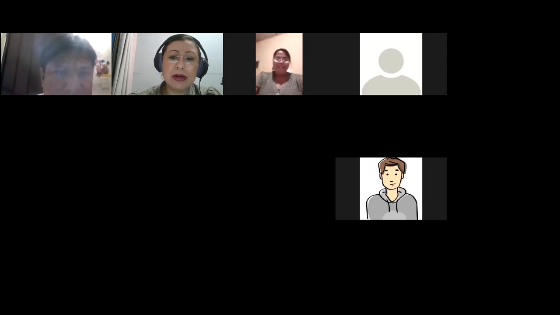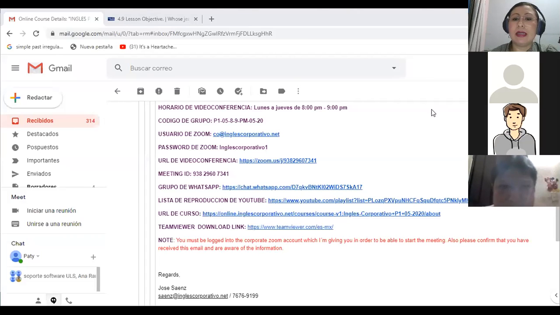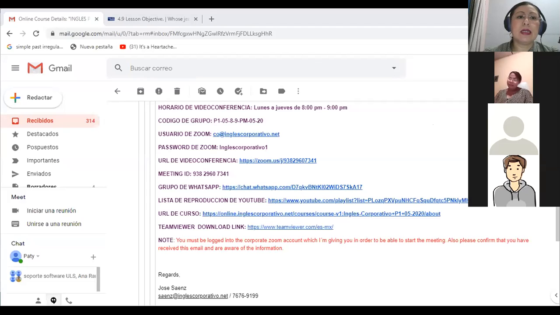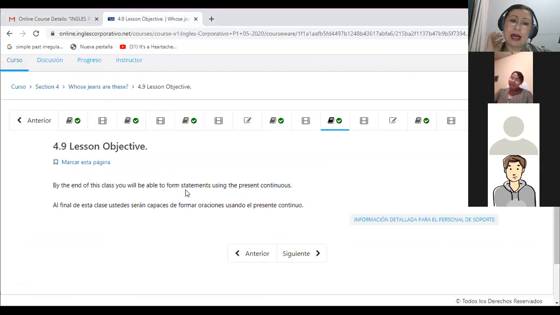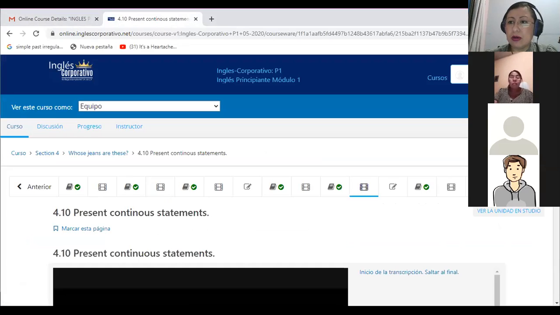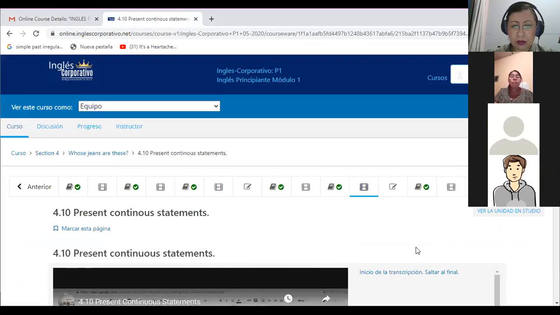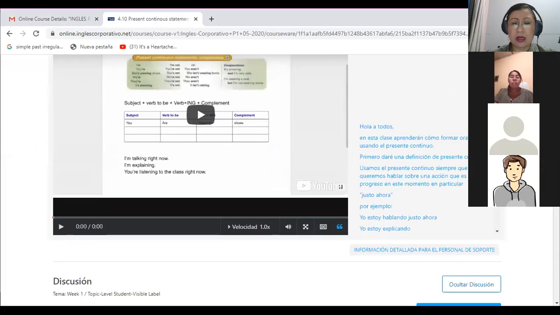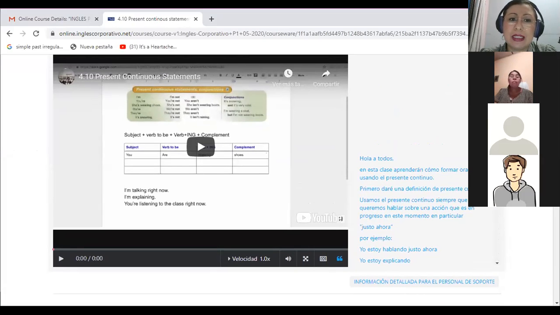So, today we are going to continue with the platform and I'm going to share with you my screen just to show you where in the platform we are now. So for today, we are going to conclude the 4.9 lesson objective that says, by the end of this class, you will be able to form statements using the present continuous. Al final de esta clase, usted va a poder trabajar con el presente continuo, ¿verdad? So in the platform, you have videos. Okay, so in here, I have a video that says 4.10 present continuous statements. So this is what we are going to study today.